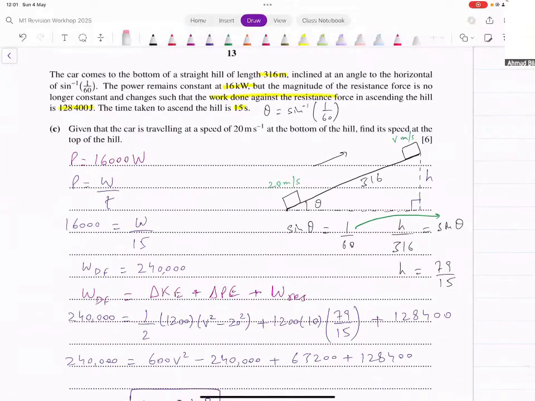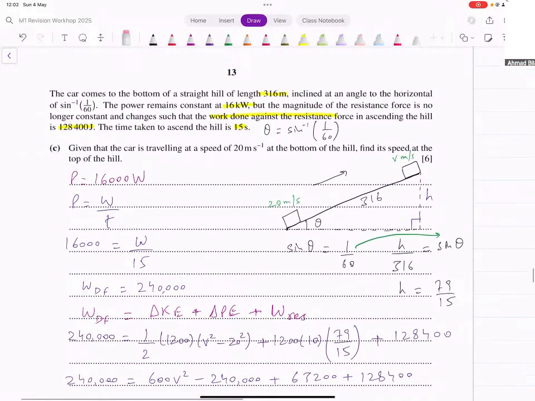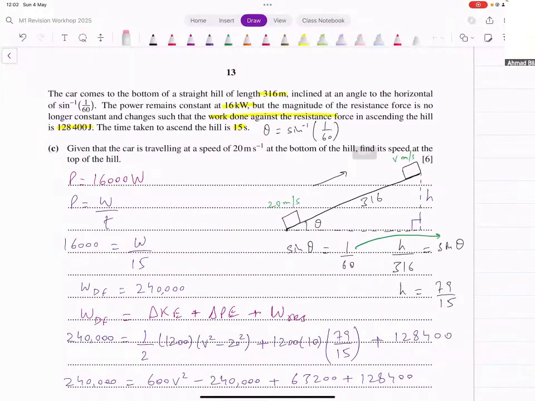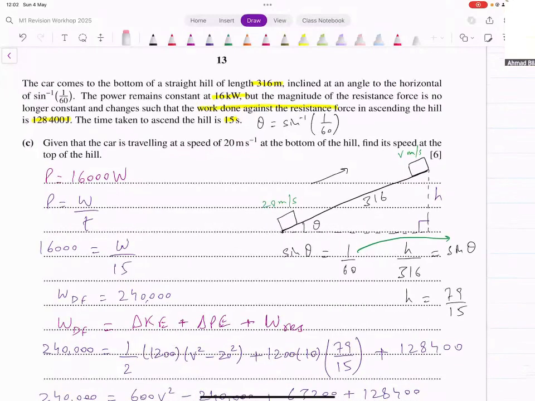Now, sometimes you have inclined surfaces. Okay, let me come back to that at the end. At the end, you can ask me any specific question that you have there. There's a car that comes to the bottom of a straight hill that has the length of 316 meters. So you can have inclined surfaces like this as well in work energy problems. In this case, what you're given is that this length is 316 meters. And the angle that this surface makes with the horizontal is theta.